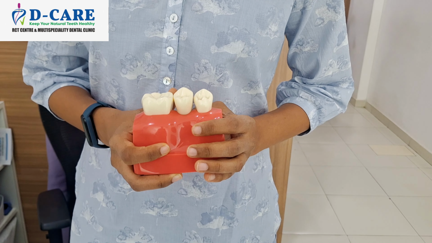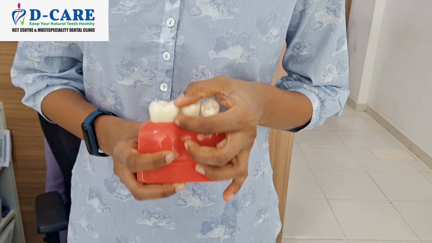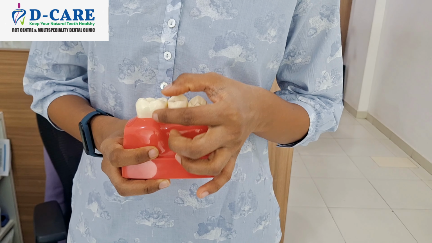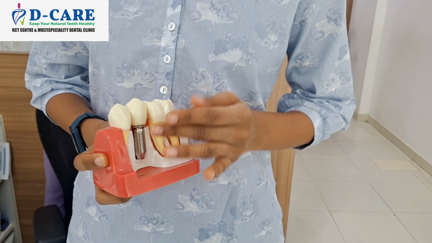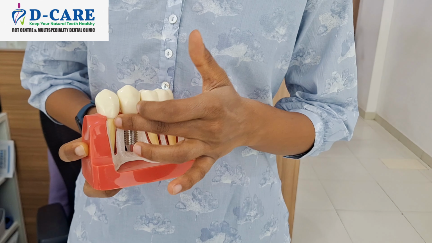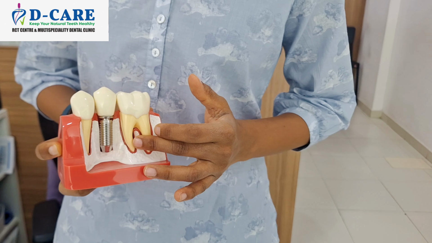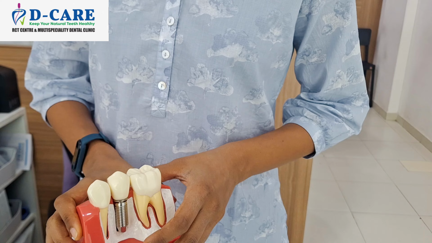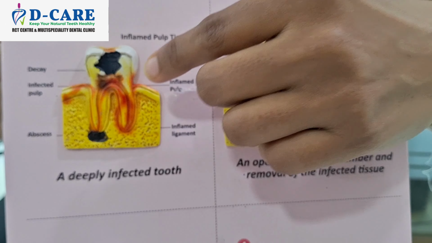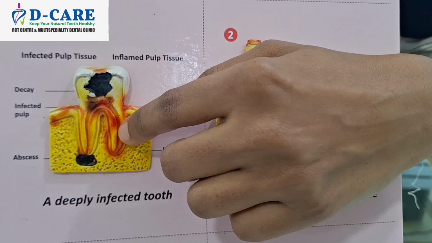See your tooth in the oral cavity. This is the crown portion of the tooth that is seen in the mouth. However, double this size is the root portion of the tooth which lies inside the bone. A tooth can have one root, two roots or maybe three roots. So in the root portion that you saw, this is that root portion.